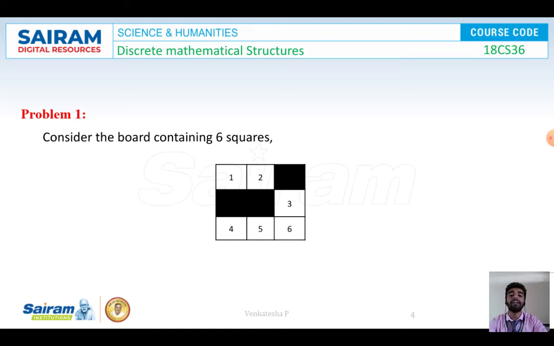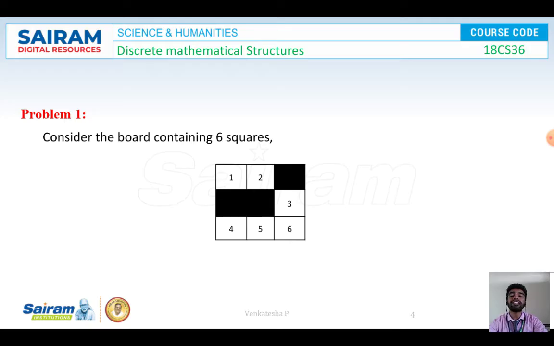Now I will be finding the value of r2. r2 is nothing but finding 2 non-capturing rooks. So I can make 1 comma 3, 1 comma 5, 1 comma 6, 2 comma 4, 2 comma 3, 2 comma 6, 3 comma 4, 3 comma 5. That's all. So I will have 8 here. The 2 non-capturing rooks are in 8 numbers.